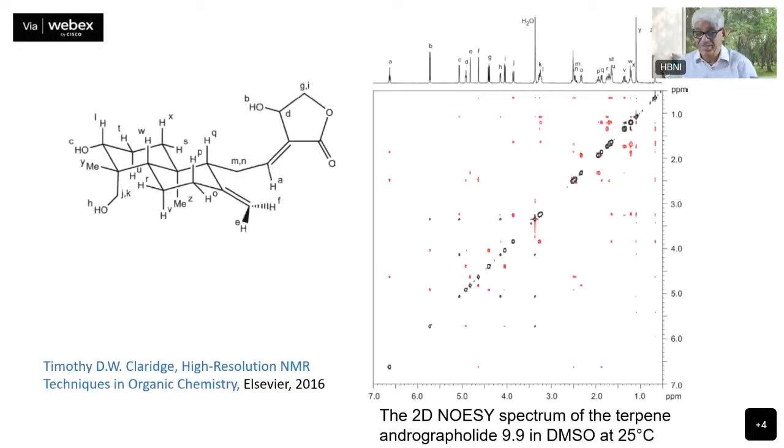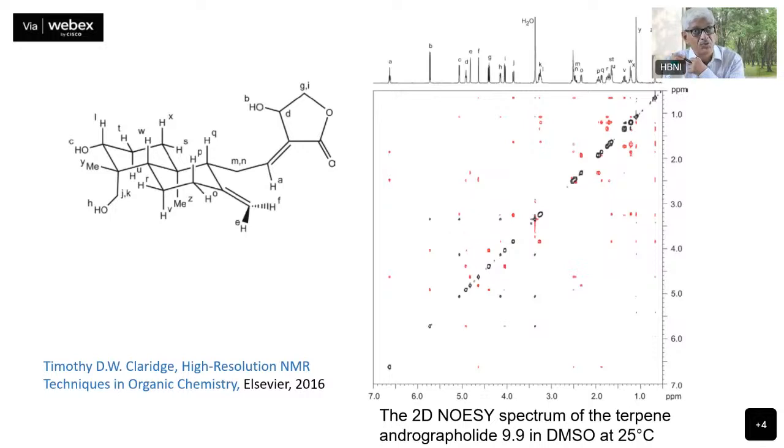Okay, now here is an example. You see the molecule. This is a terpene molecule. I took it from Timothy Claridge's book. All these various protons are indicated here, and their individual assignments are also given on the top. Now what are the red and the black ones? So these ones will be the NOE peaks.